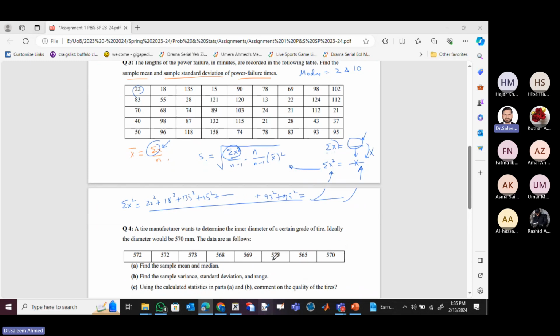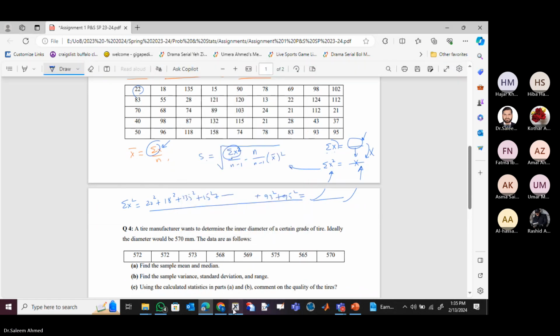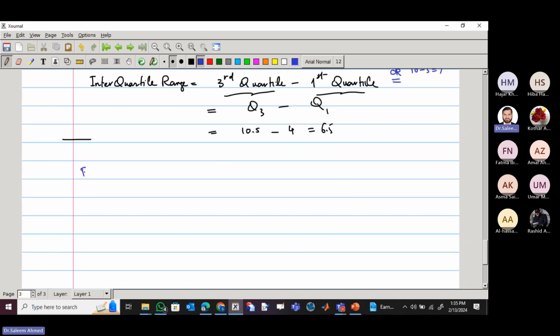So if I can write it here, in exercise 3. You can first find sum of x, which is 22, 18, 135. You don't have to write everything. Just give these numbers in the calculator, 93, 95, whatever answer you get, just write this answer. That's it. But then for x square, do not take the square of this answer. Take the square of each number.